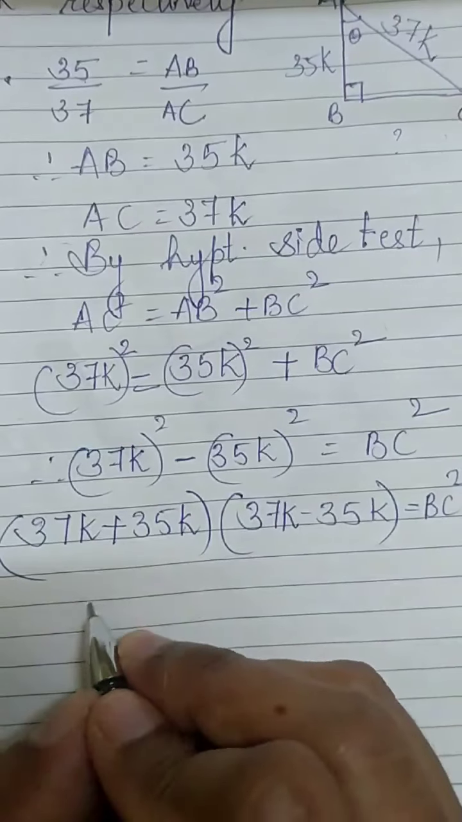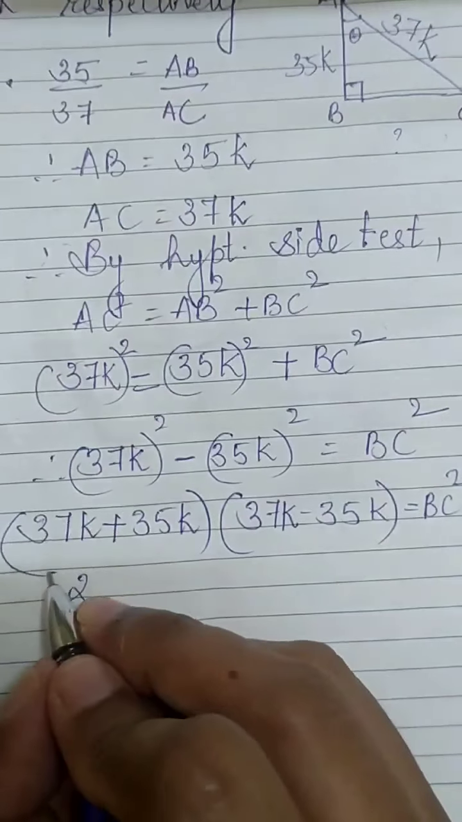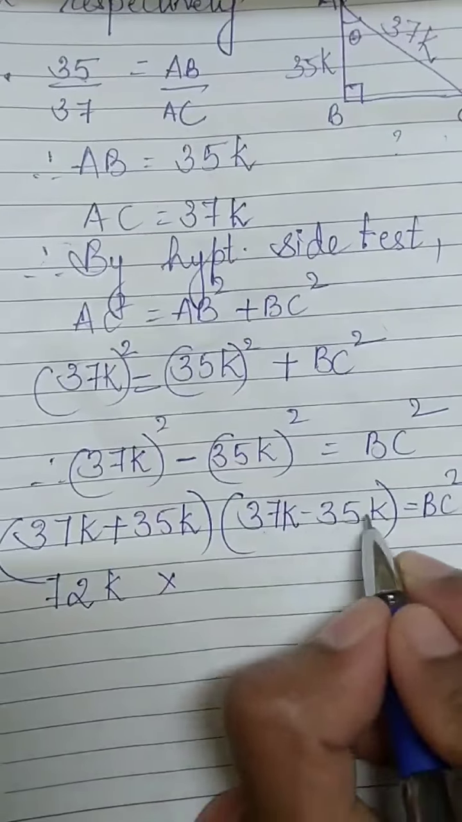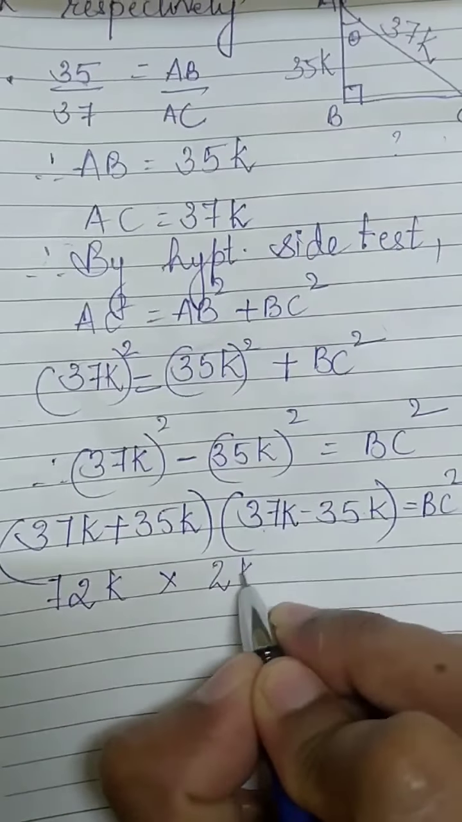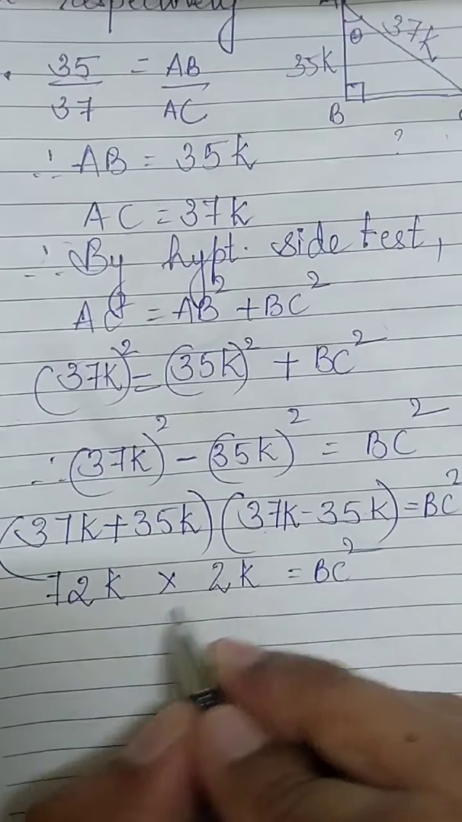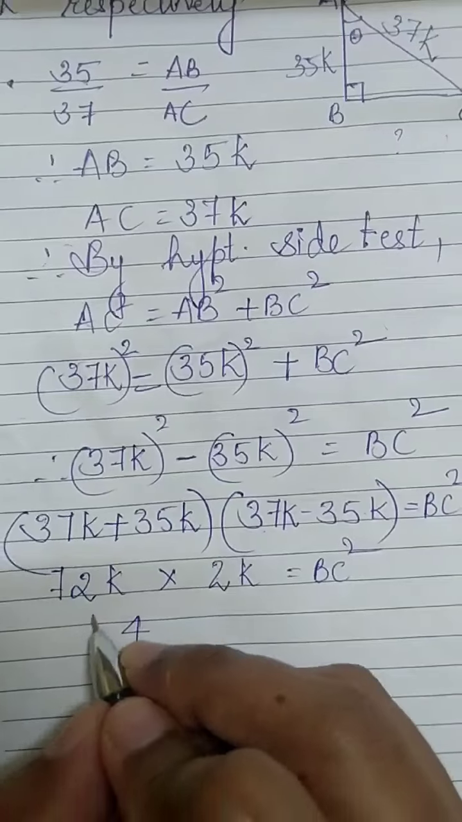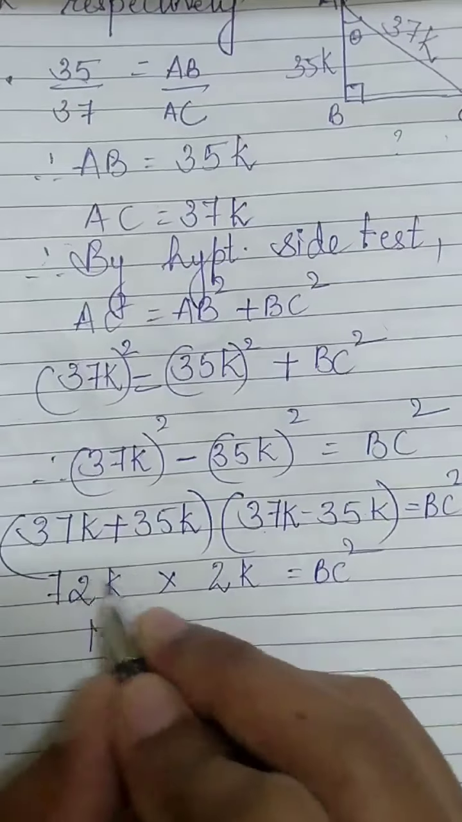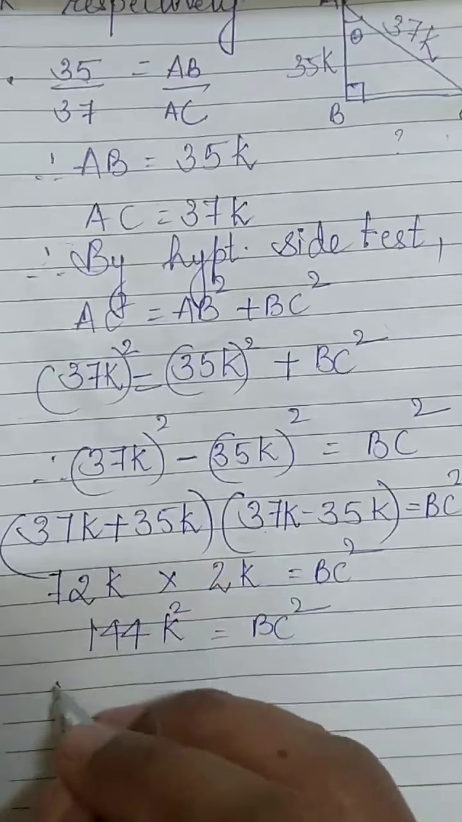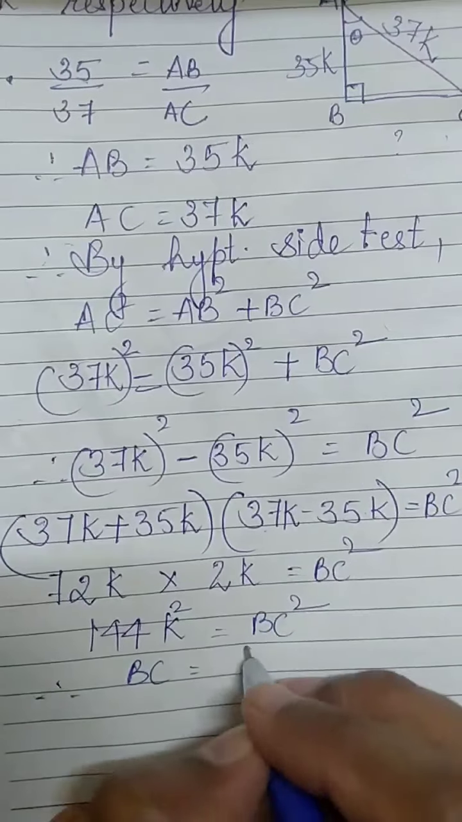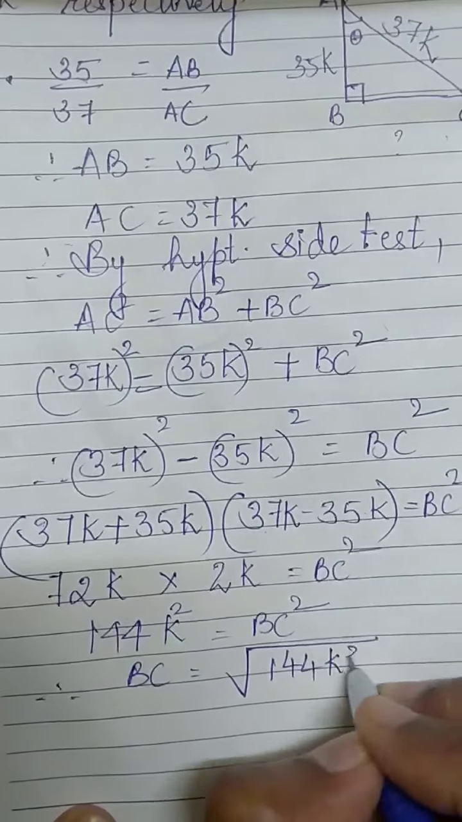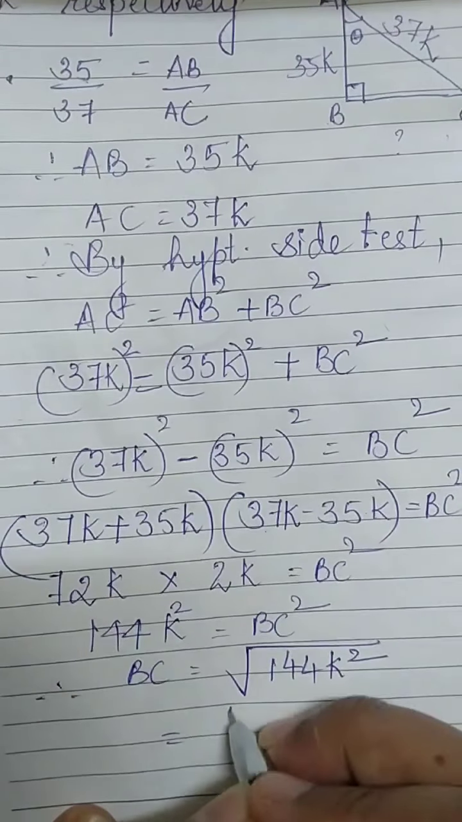So 37 plus 35 is 72, k, into 37 minus 35 is 2, k, is equal to BC square. 72 into 2 is 144. K into k is k square, equal to BC square. So therefore BC is equal to square root of 144k square. What is the square root of 144?